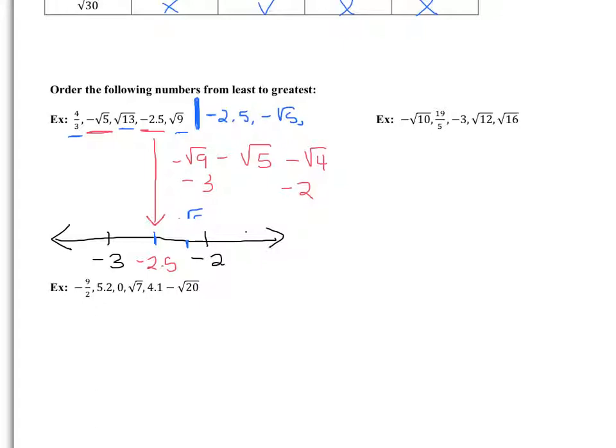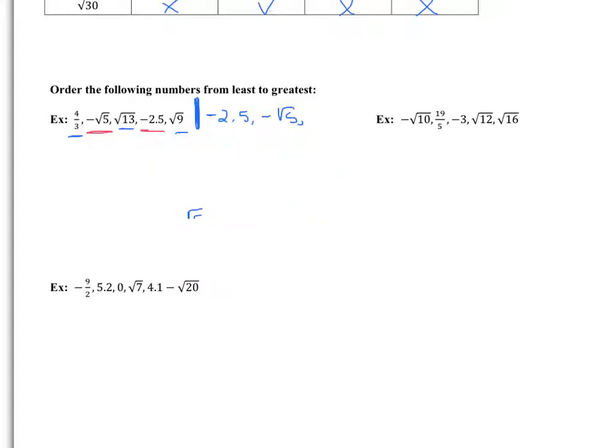Now I can start to figure out my other numbers. So now I'm going to look at my positives. So I have 4/3, which I know is 1 1/3. Square root of 9, which is 3, and the square root of 13. Now the square root of 13 has to be bigger than the square root of 9, and 1 1/3 is clearly less than 3, which is the square root of 9. So the remaining part of this would be 4/3, square root of 9, square root of 13. That's my final answer. Give the next two a try, pause the video, press play when you're ready to check your answers.